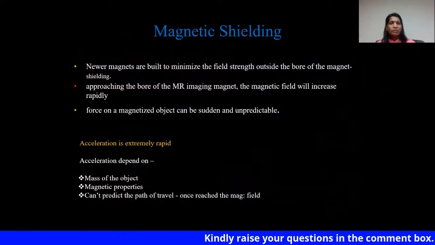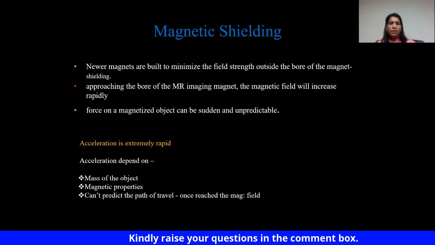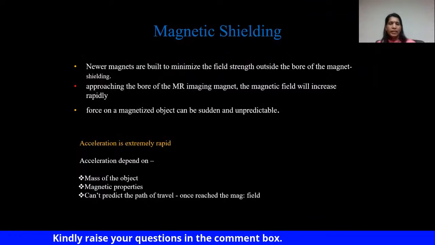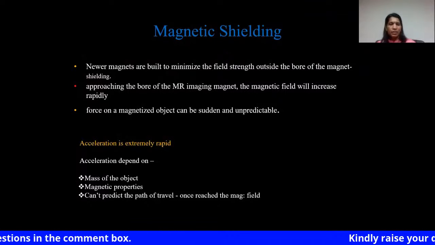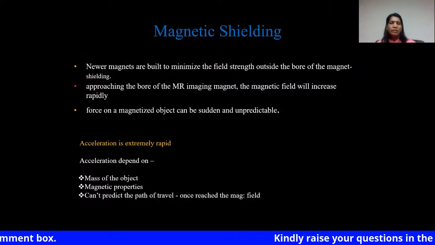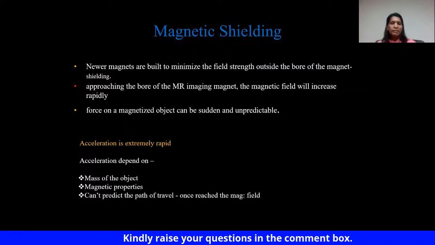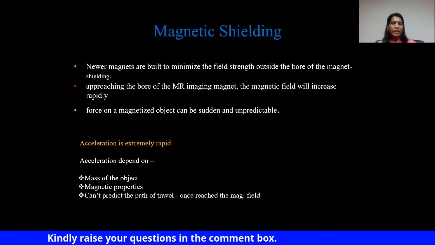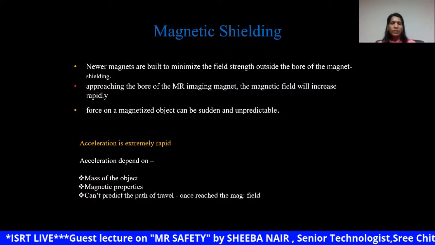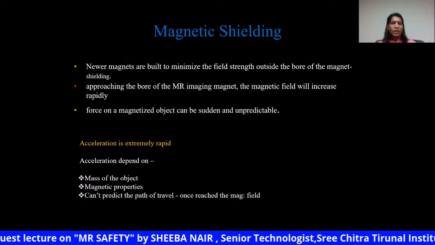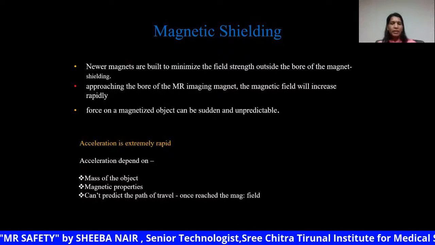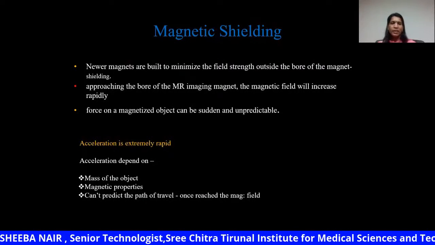And also the fringe field extension depends upon the magnetic field shielding. Shielding means we are producing additional magnetic field by using secondary coils and limiting the flux lines to the bore. So the magnetic shielding will reduce the fringe field extension, but the cost of the shielded MR system will be more. And the shielding will be different for different systems.